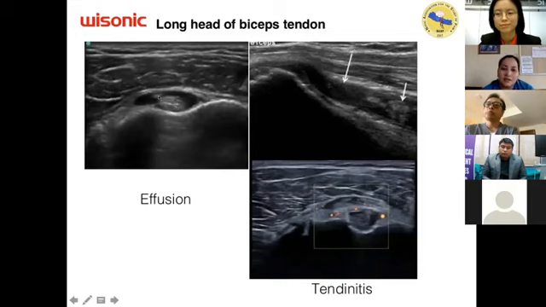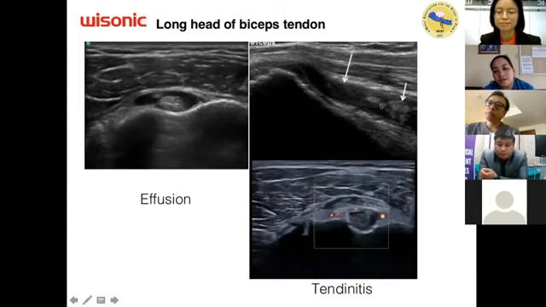So I was talking about this hypoechoic halo. If this hypoechoic halo is present around the tendon, then it tells us that there is some collection, some effusion around the tendon in the bicipital tendon sheath. So this is the short axis view, and this is the long axis view.